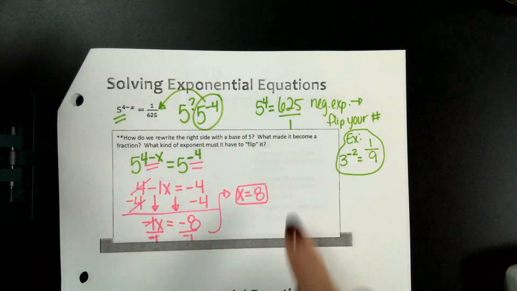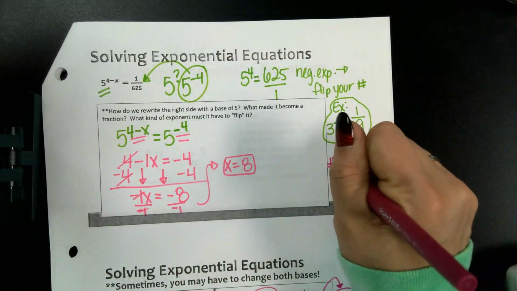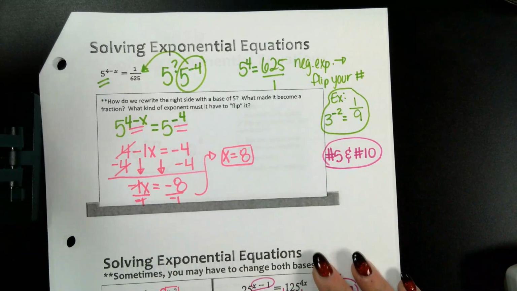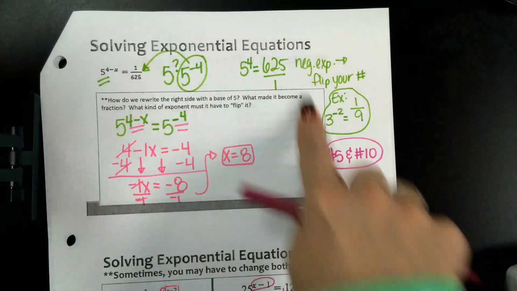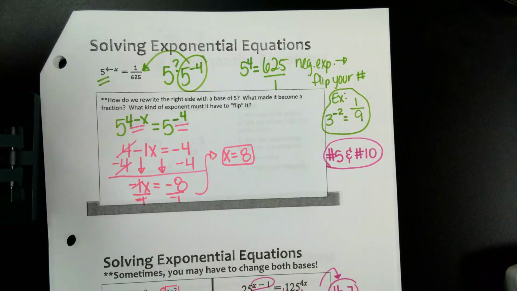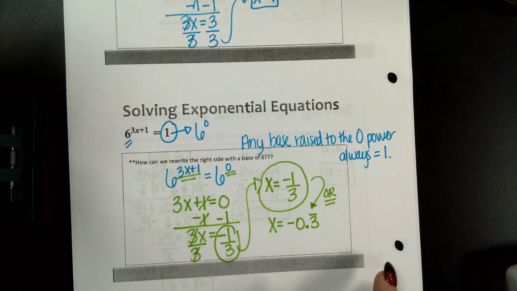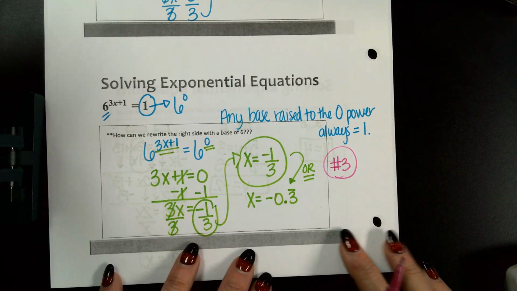Okay, this one up here, the negative exponents, you only have 2 of those, I think, yeah. So it's number 5 and number 10. So when you get to number 5 or number 10 on your practice page, if you're struggling, refer back to this one. Okay, and then go back a page. I'm going to tell you which ones you'll use the 0 on. That is just number 3. So number 3, you should rewrite one side with an exponent of 0.